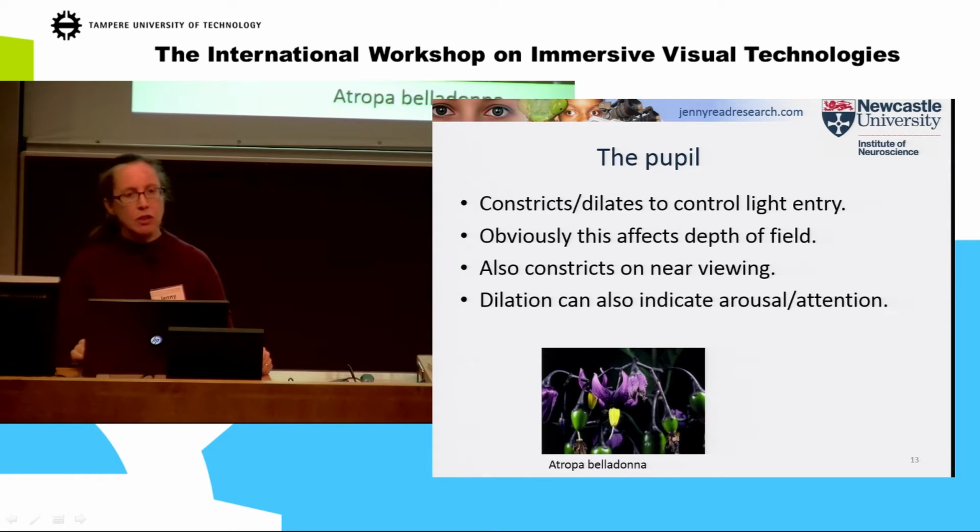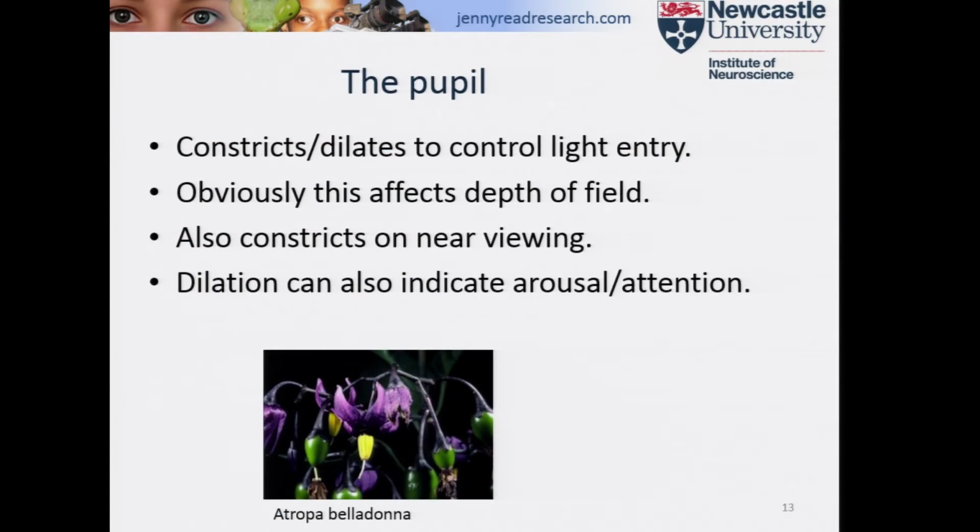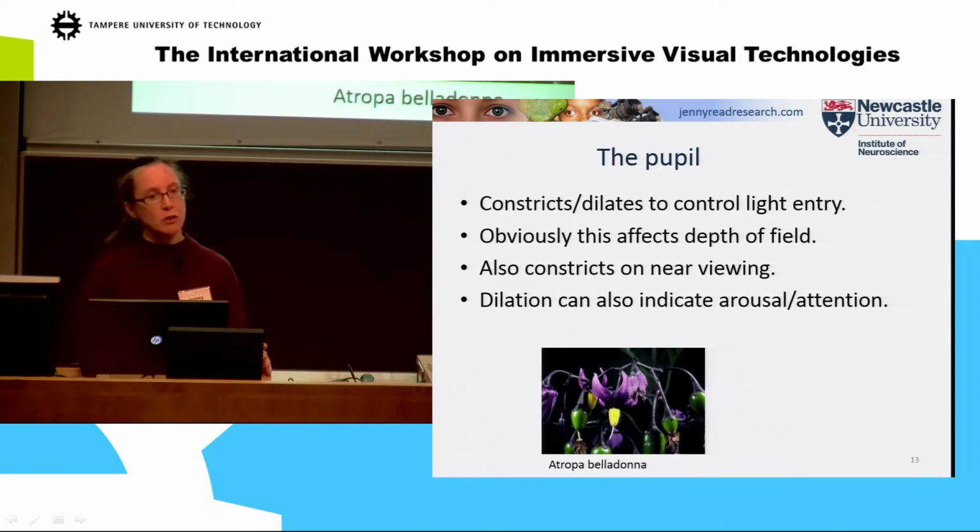There's actually a relationship between convergence and accommodation and pupil dilation. So the pupil has this tendency automatically to constrict on near viewing, independent of the light level, possibly again to try and keep the object more in focus there. Interestingly, pupil dilation also, independent of light, can also indicate arousal and attention. So there's a whole field of psychology called pupilometry, where you measure these fluctuations in pupil size in order to get an objective measure of attention and arousal.